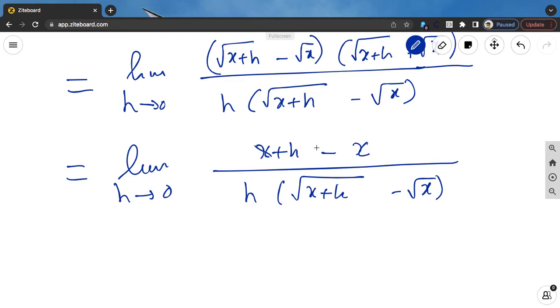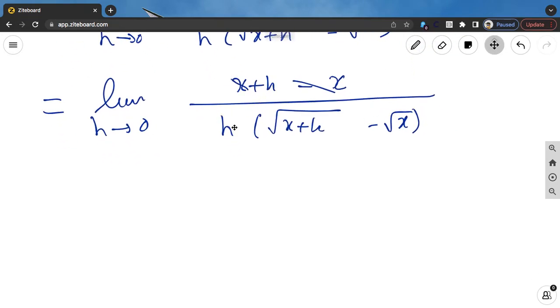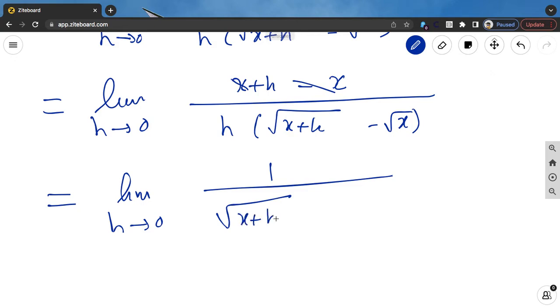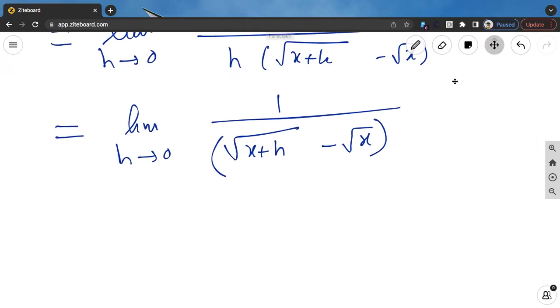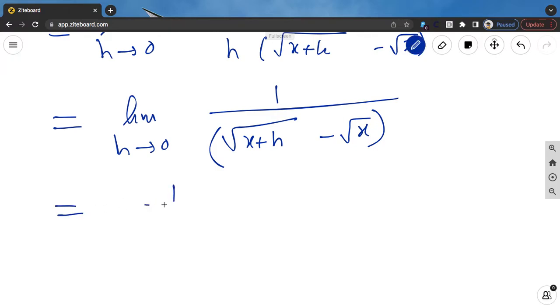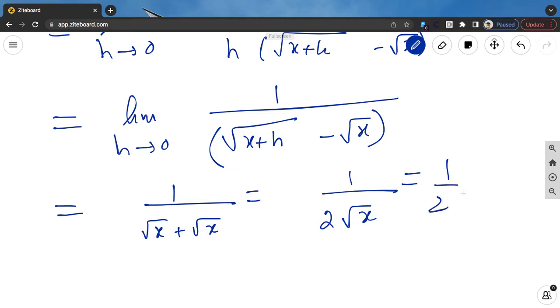So if you see, the numerator has h and the denominator has h, I can cancel it because h is not 0, h is tending to 0. Now I'm left with this. Okay, now can I substitute h as 0? Yes, I can, because the function is not becoming undefined. Division by 0 or 0 upon 0, that form is not there. So I can substitute and I will get 1 upon root x plus root x is equal to 1 upon 2 root x, which can be written as half times x raised to minus half.